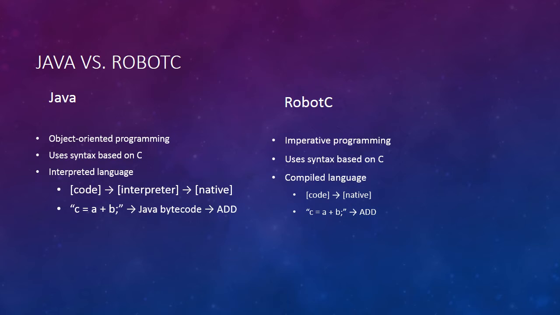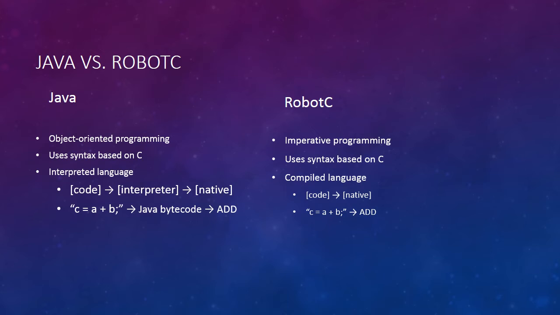But interpreted languages have this extra step with the interpreter. I'm going to use Java as an example now. Let's say I have this line of Java code, which is also a valid line of Robot C code. My compiler, the Java compiler, which is this little arrow, will convert it into Java bytecode, which can be understood by Java's interpreter, known as the JVM, or Java Virtual Machine. The JVM will then convert it into whatever type of native code is valid for my system.